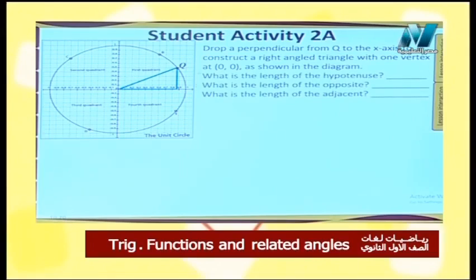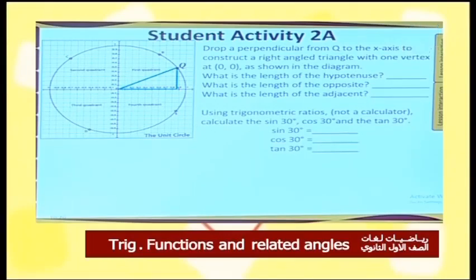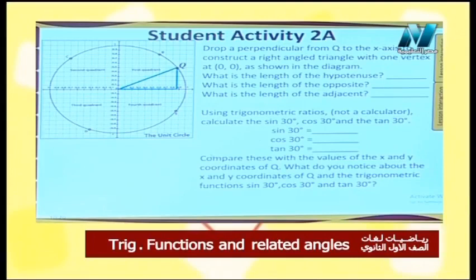We have here a right angle triangle. This is right. We want to find sine of this angle, cosine of this angle, and tan of this angle. Sine will be opposite over hypotenuse. Cosine will be adjacent over hypotenuse, and tan will be opposite over adjacent. Compare these with the values of x and y. Okay, my dear students, let me explain it to you now.